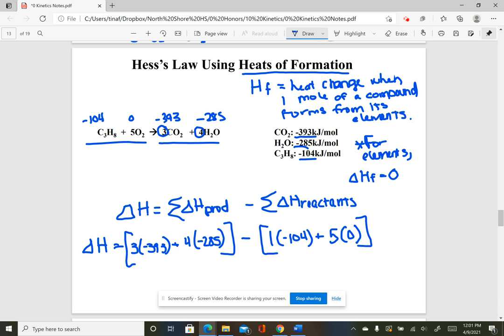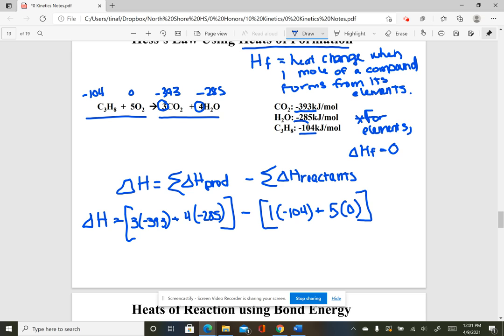I want you guys to calculate this just to make sure you're putting it in your calculator correctly. I would try not to do it all in one step because it'll require a lot of parentheses in the correct spots. But when you do calculate it, you get negative 2215. Okay, if you did not get that, then we can talk about it tomorrow. But as long as you understand the setup, that's good.